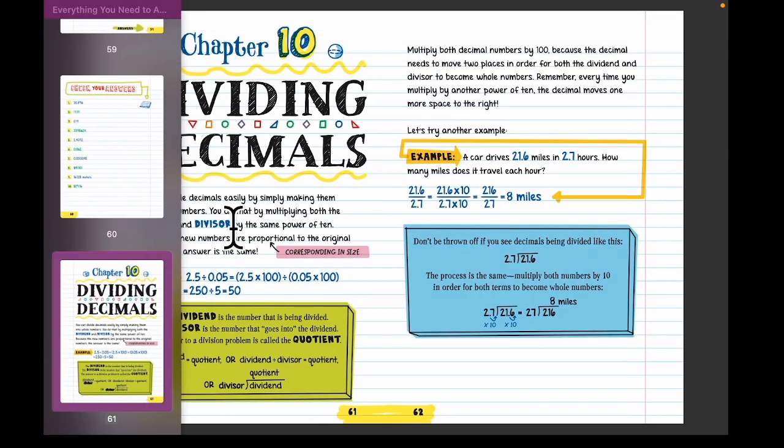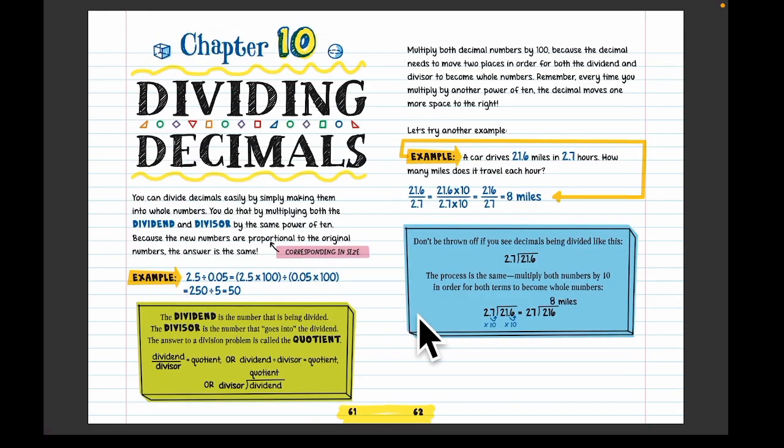Chapter 10. Dividing decimals. You can divide decimals easily by simply making them into whole numbers. You do that by multiplying both the dividend and divisor by the same power of 10, because the new numbers are proportional to the original numbers. The answer is the same.